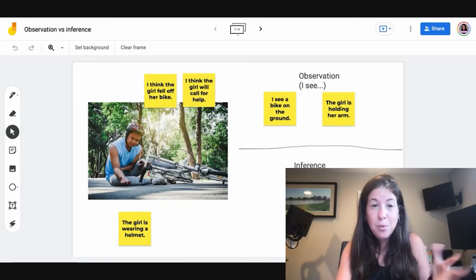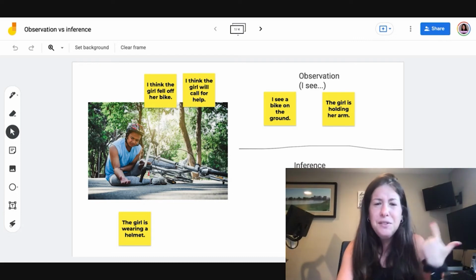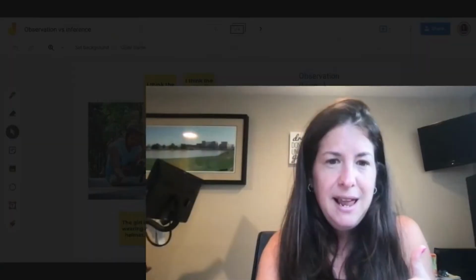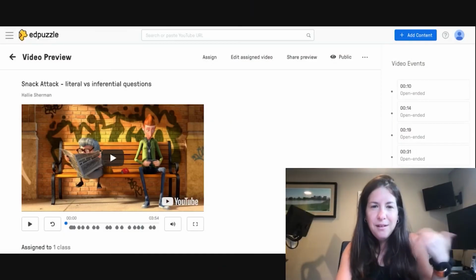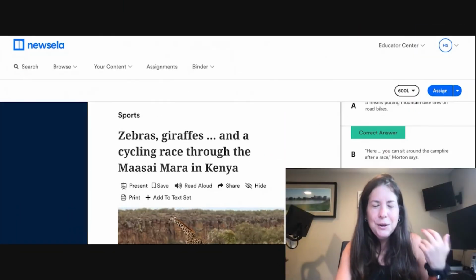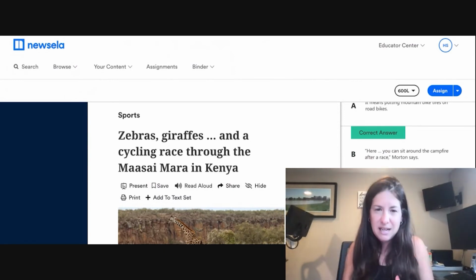We're going to start with pictures, like something on Jamboard, teaching them things that you see versus reading between the lines, like these are the answers. And then you can turn these answers into questions even. And then you can practice with a video like Edpuzzle. And then lastly, you can use a text like something on News ELA to practice sorting and identifying the different types of text questions before you even work on answering the question.